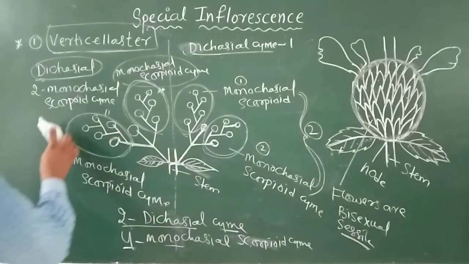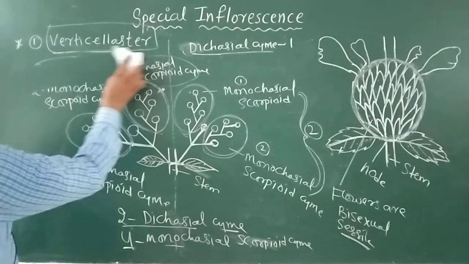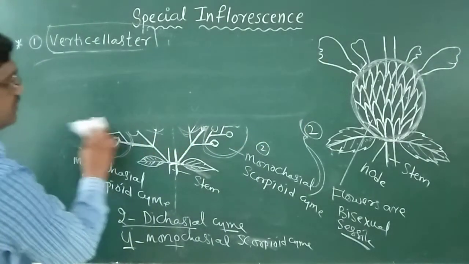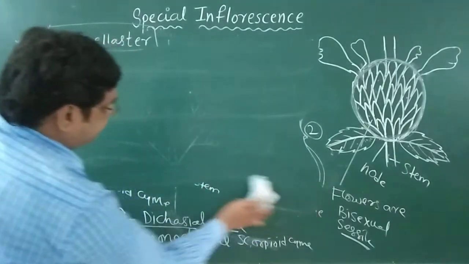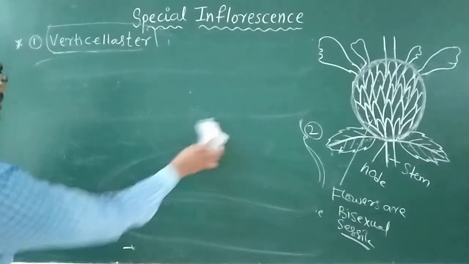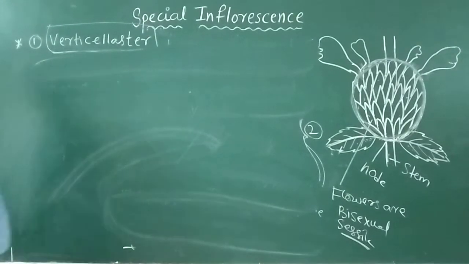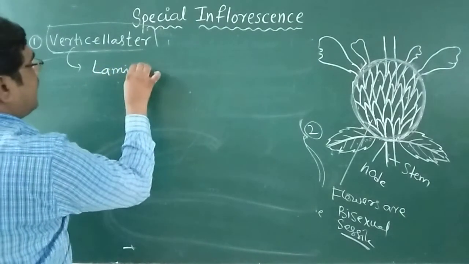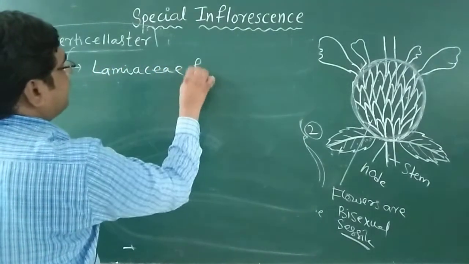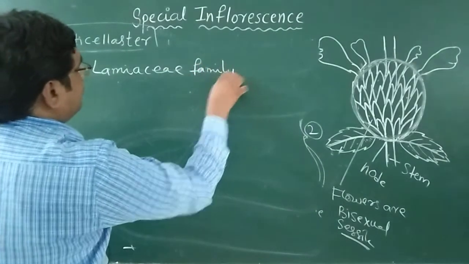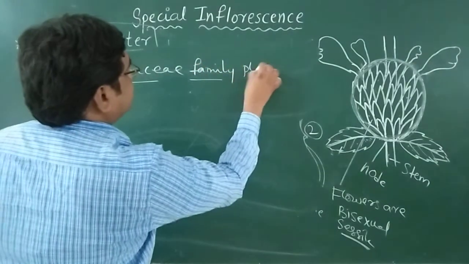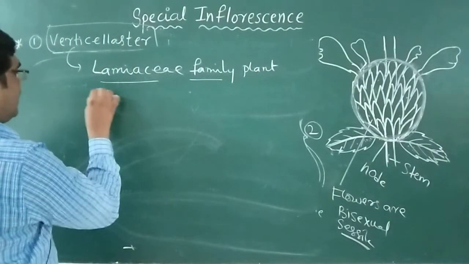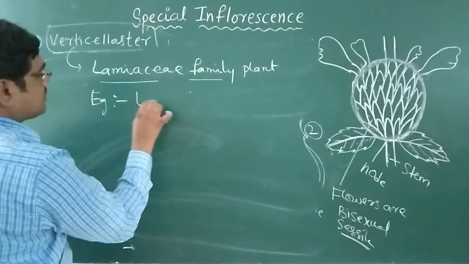Okay, so the verticillaster inflorescence is the main characteristic feature of the Lamiaceae family. So the verticillaster is observed in Lamiaceae family plants. Lamiaceae family plants have the verticillaster inflorescence. Example: Leucas.